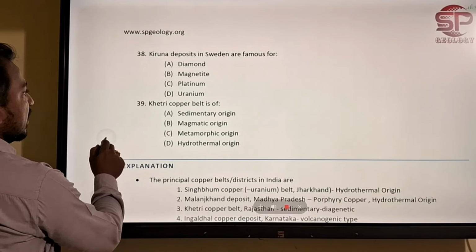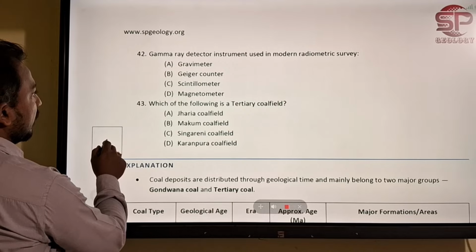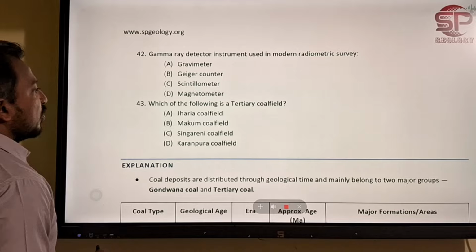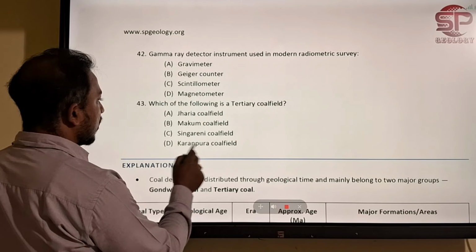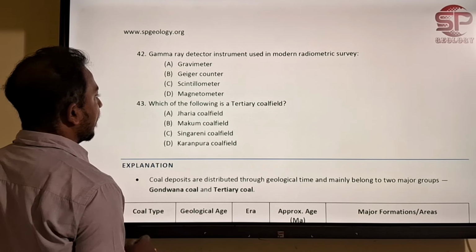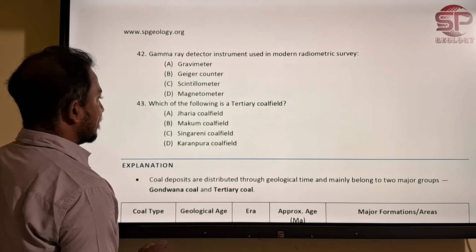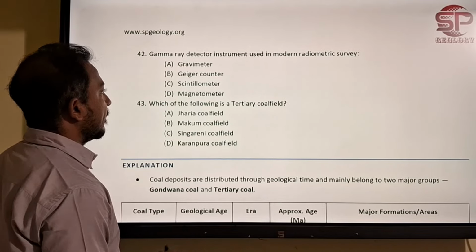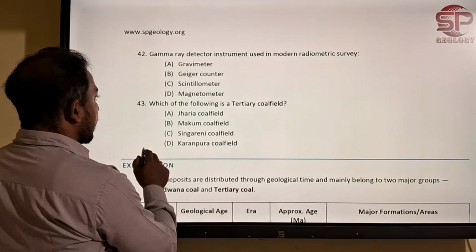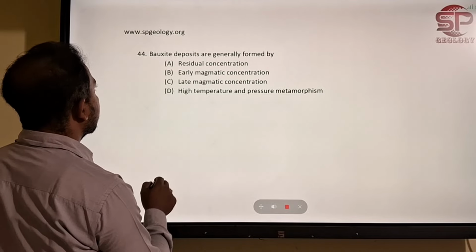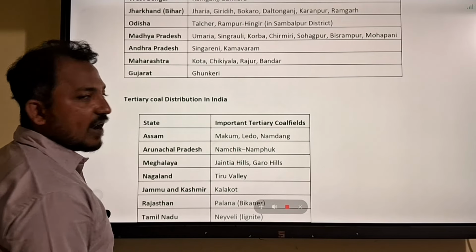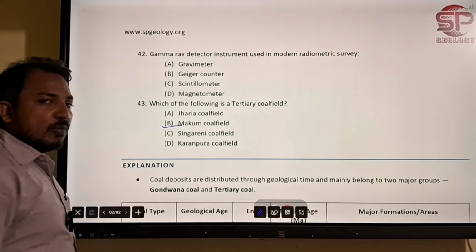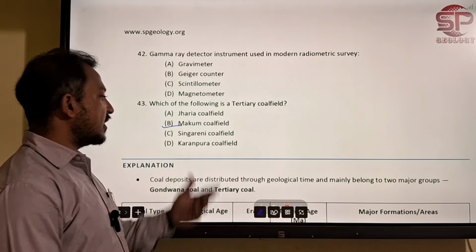So let's come to our question. Which of the following coal fields is a tertiary coal field? Karanpura, Singrauli, Jharia. All belong to Gondwana. Makum coal field, let's see. The Makum coal field in Assam belongs to tertiary. So the Makum coal field, that belongs to the tertiary coal field.